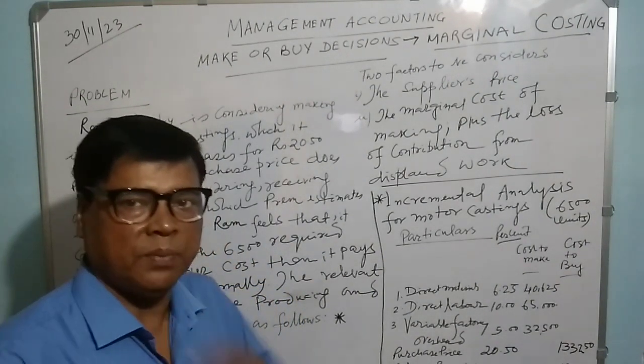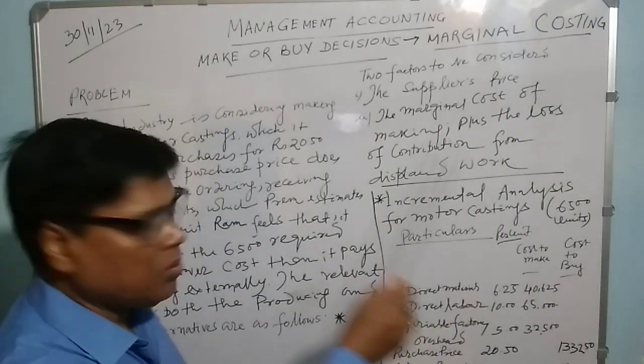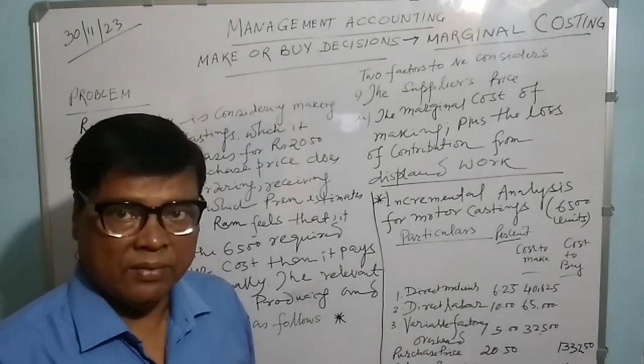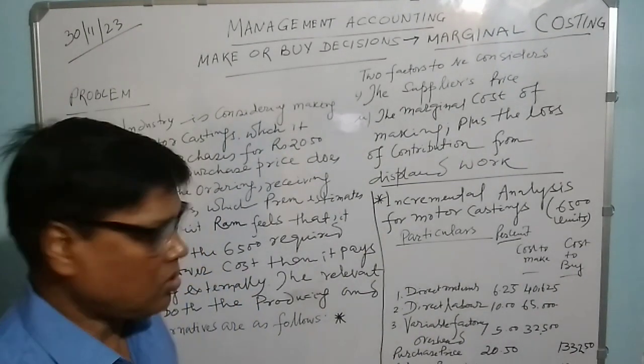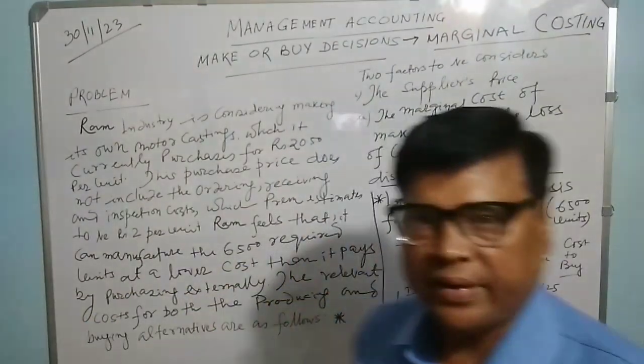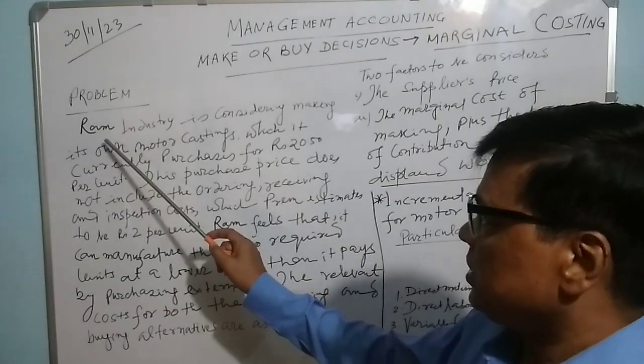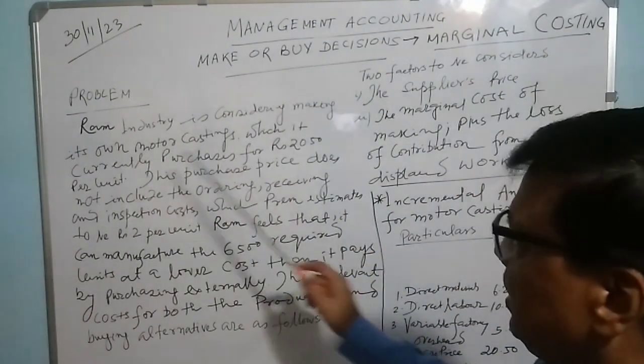So that is the concept here. Subsequently we will be coming to this plus loss of contribution lost, which basically is the opportunity cost concept. To start with that, we have taken a problem for this issue. So here one problem is there.